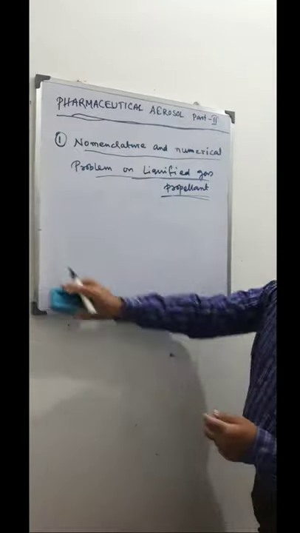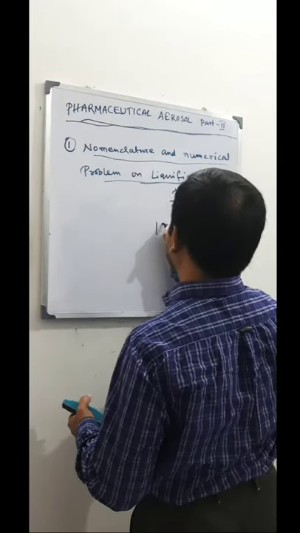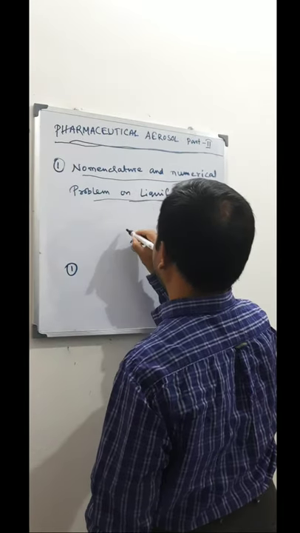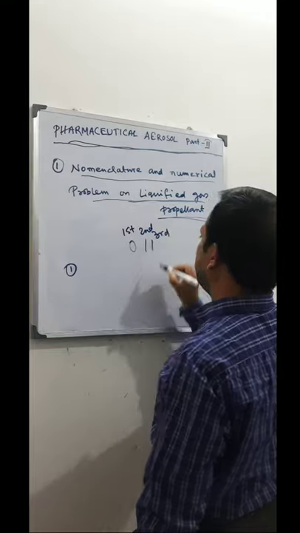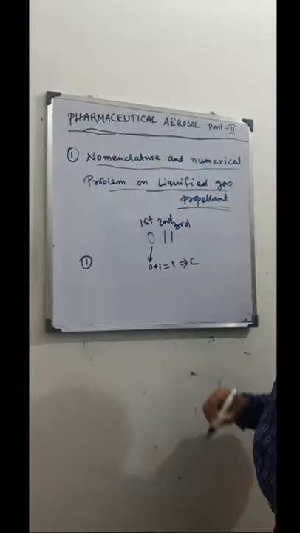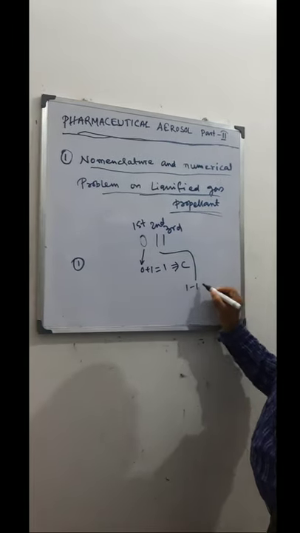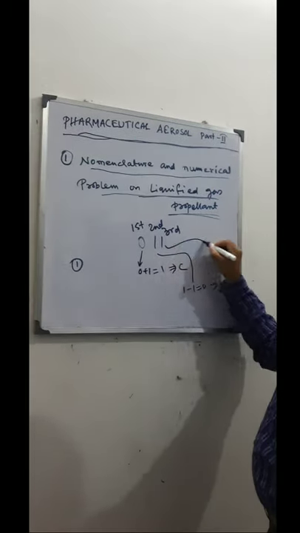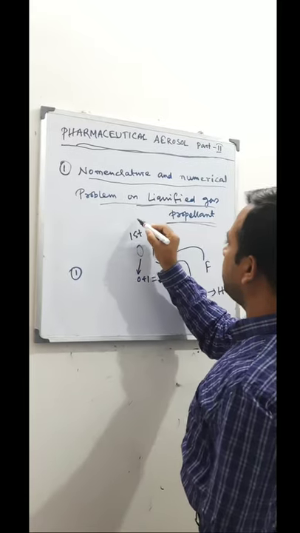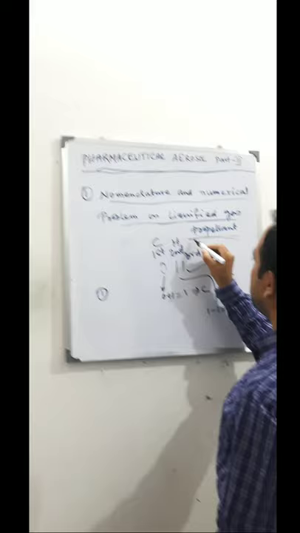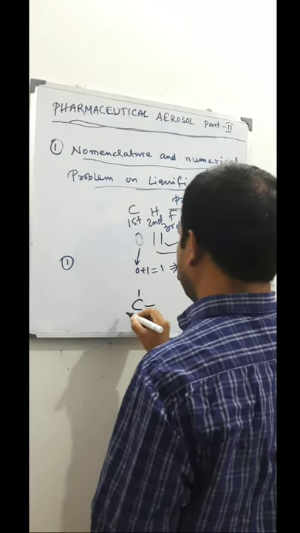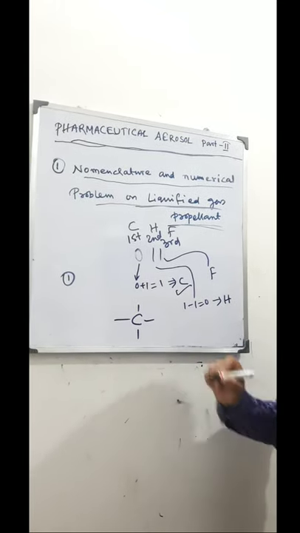Now, in the first case, the designated number of the liquefied gas propellant is 11. The first step is to convert the designated number into three digits: first digit, second digit, and third digit. The first digit plus 1 represents the number of carbon. The second digit minus 1 represents the number of hydrogen, and the third digit itself represents the number of fluorine. So the first position is replaced with carbon, the second with hydrogen, and the third with fluorine. In this number, one carbon is there, and it has four valences to saturate the compound.